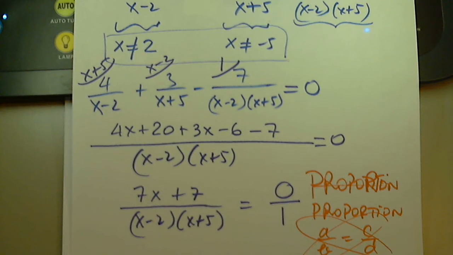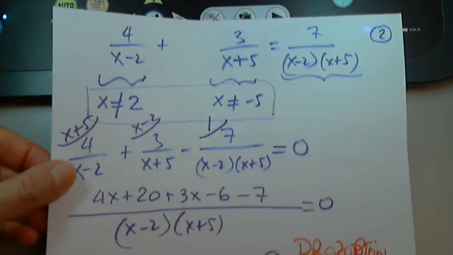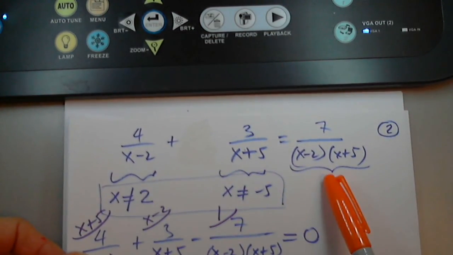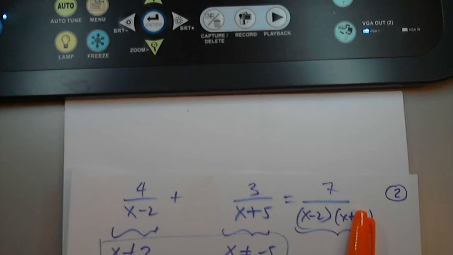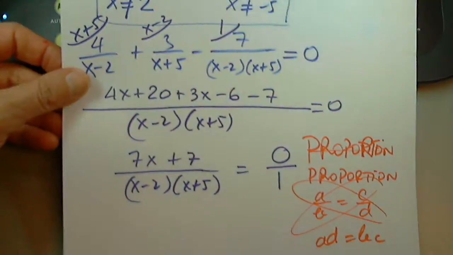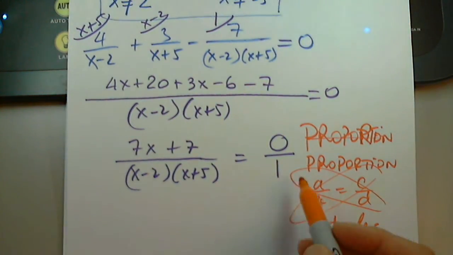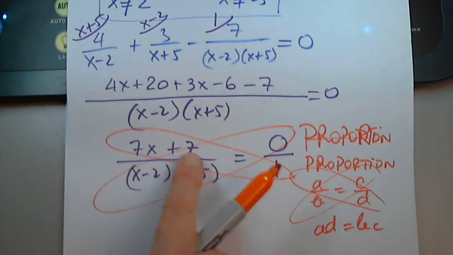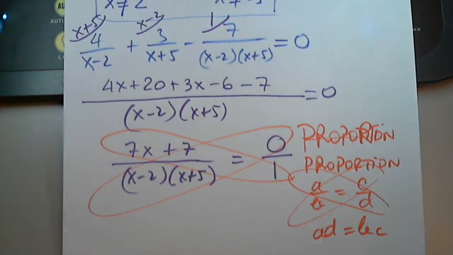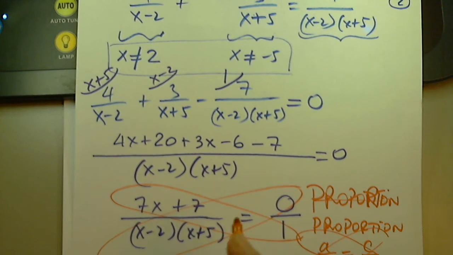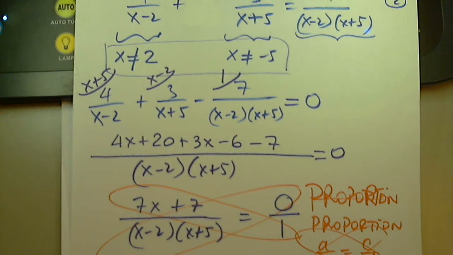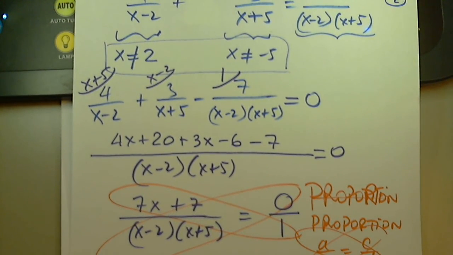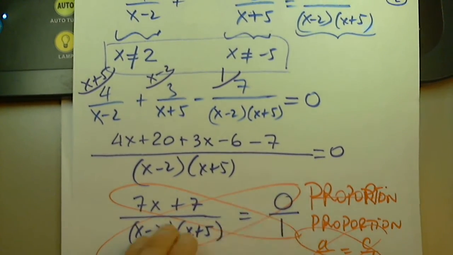So this is still a rational equation, but it's the simplest possible rational equation in which I can cross multiply. You understand we could not have done this from the beginning because we have 3 fractions. So now, this times this, this times this is 7x plus 7 equals, according to the proportion property, cross multiplication rule, this times this.